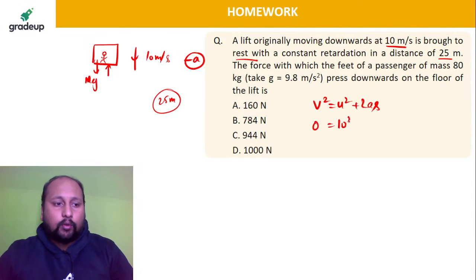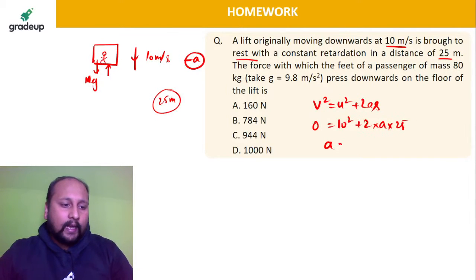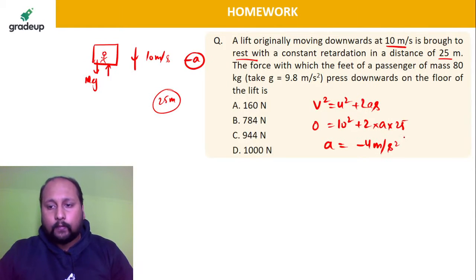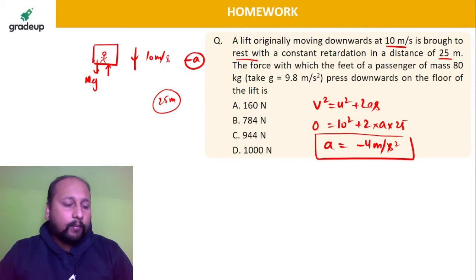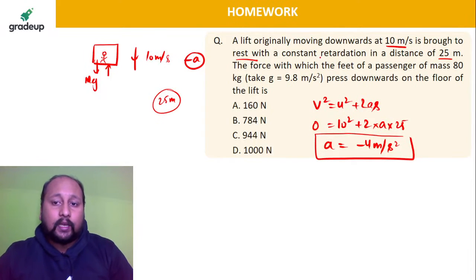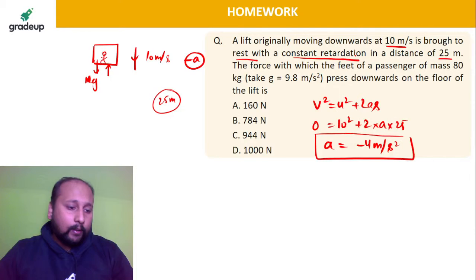This is 10 square plus 2 into a into 25. Tell me what is the acceleration you are getting. You will be getting acceleration equal to minus 4 meter per second square. That means it's a retardation case, already mentioned in the problem.